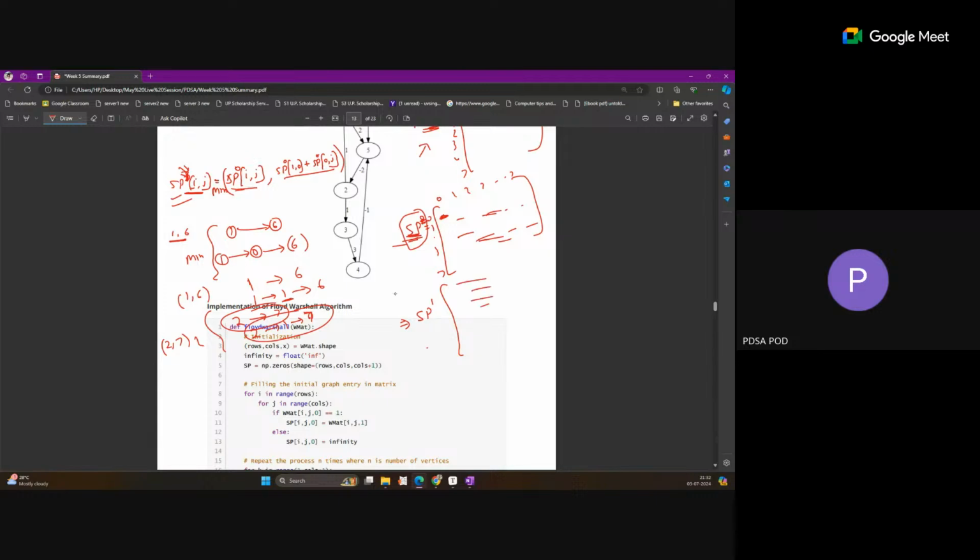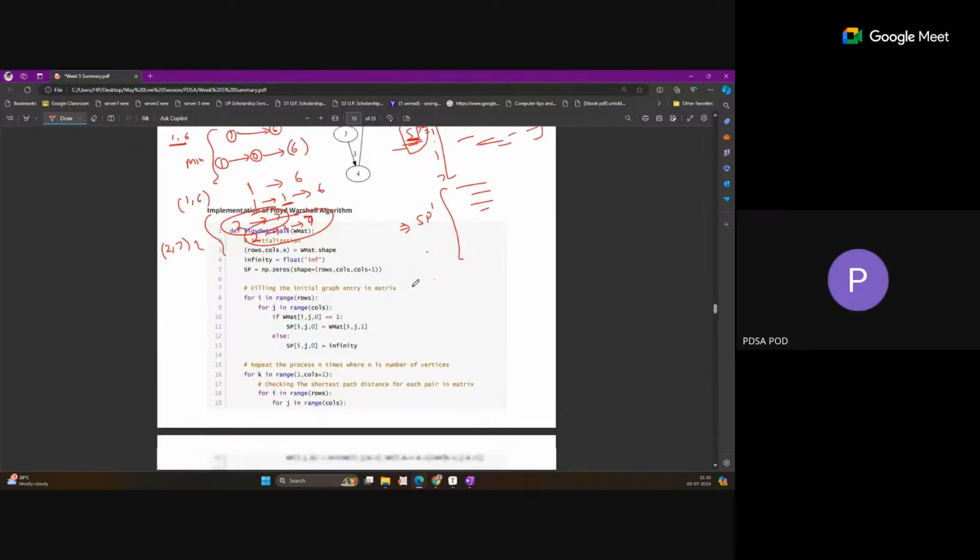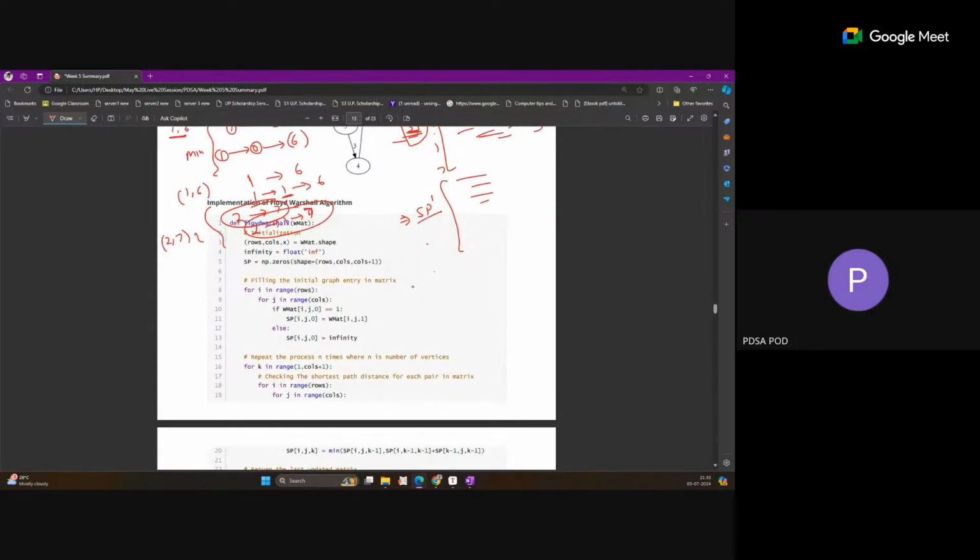So SP1, SP2, SP3, because we have 7 vertices, and the last vertex is 7. We calculate SP1, then SP2, which means we consider 2 as the mediator node, then SP3, and every time we look at the previous matrix. So SP3, then SP4, SP5, SP6, and SP7 for this path. This will be the last matrix, and this matrix will contain the final result.